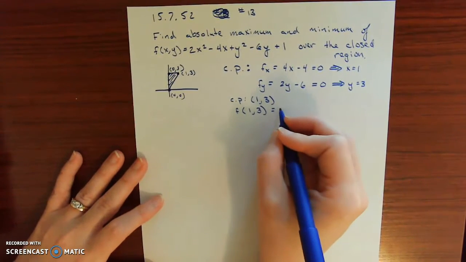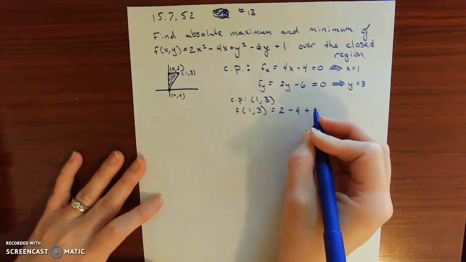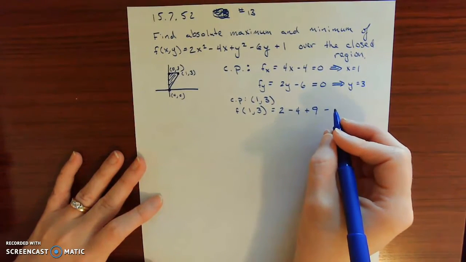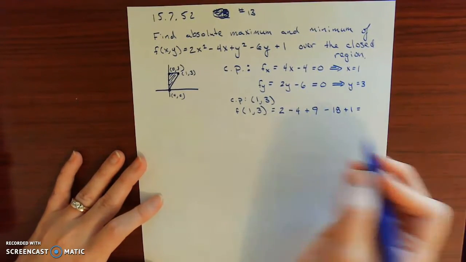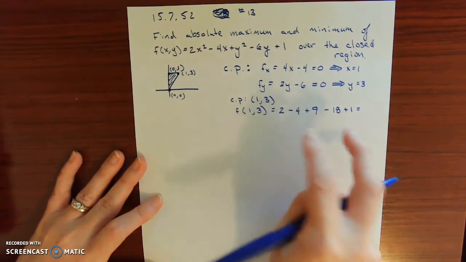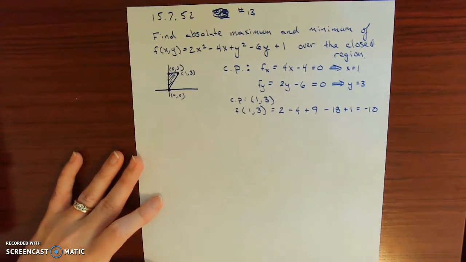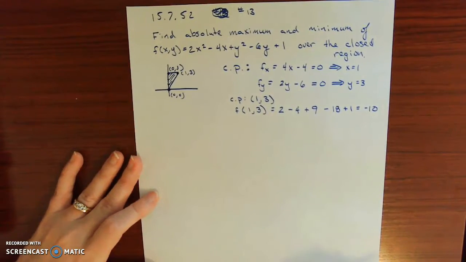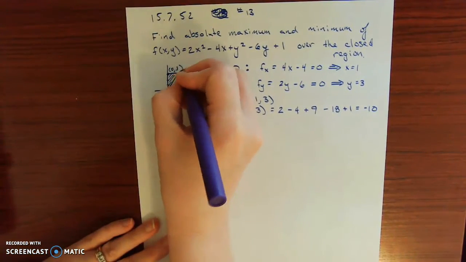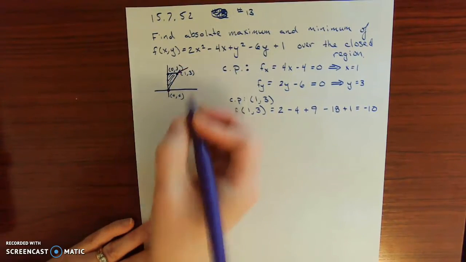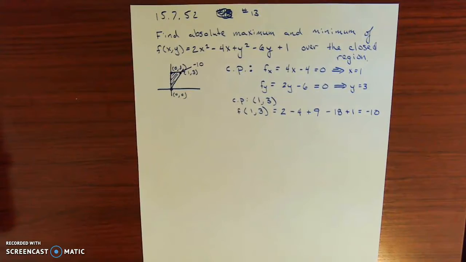Okay, so f of 1, 3 would be 2 times 1 minus 4 times 1 plus 3 squared is 9 minus 6 times 3 is 18 plus 1, and I would simplify that to get negative 20 plus 10, which is negative 10. So I would make a note of that. Like I said, especially if that were in the interior, the function value at that critical point is negative 10. So that's one possibility for absolute extreme values.